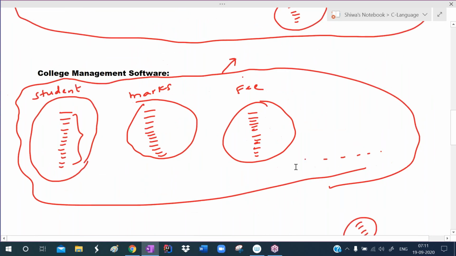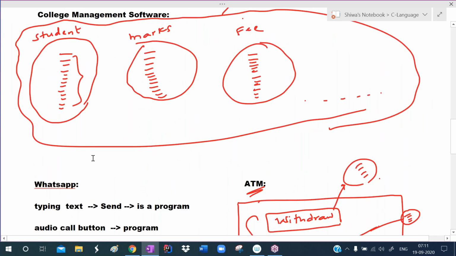Yesterday I have given so many examples, like college management software, to maintain the student details, to read, print, and store. To maintain student details, we are writing a program. To maintain marks details of the student, I'm writing a program. To maintain fee details of the student, I'm writing a program. Like this, library details are there. Or if a hostel is there for the college, hostel details are there. All these are programs. So this set of programs is becoming one college management software.